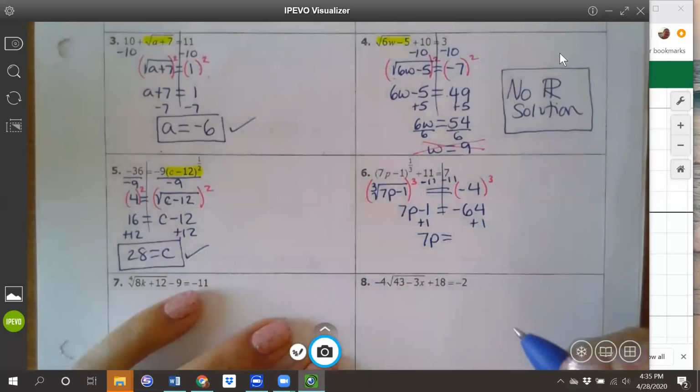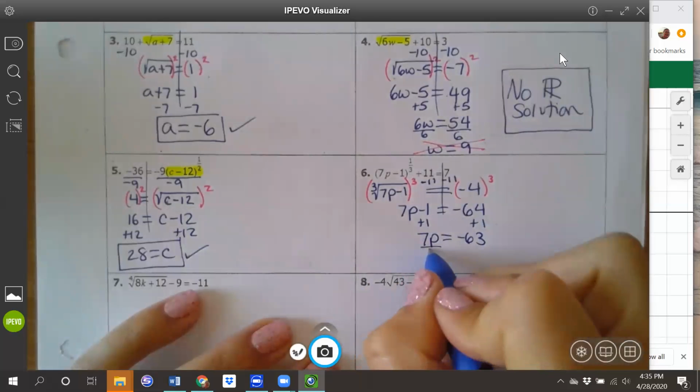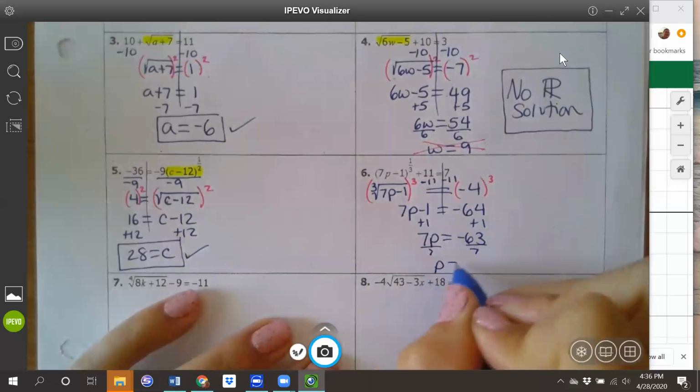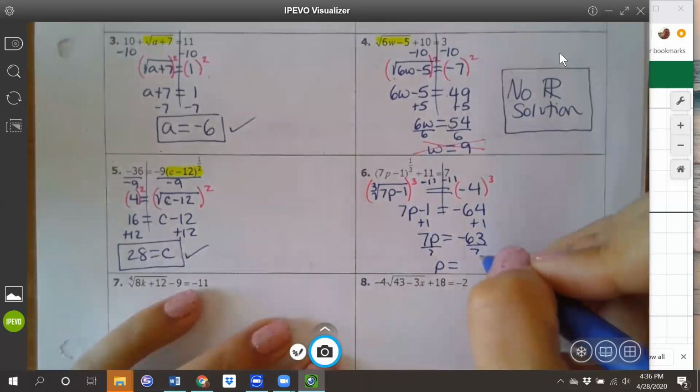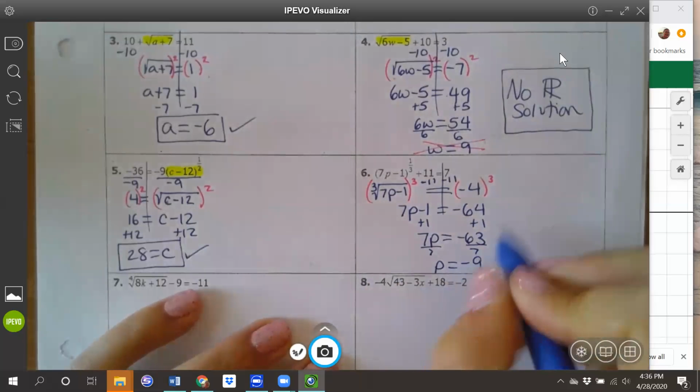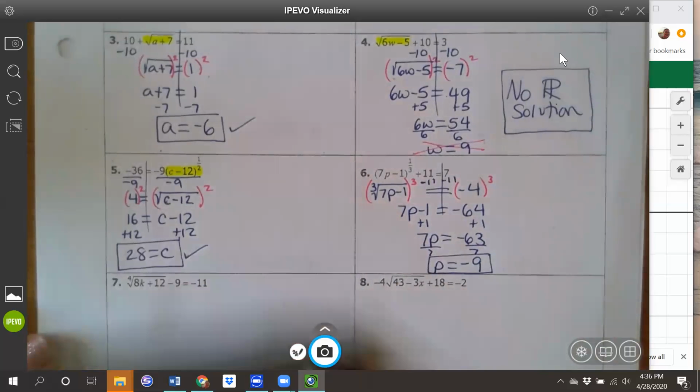Let's keep going. I'm adding 1 on both sides. Be careful with the negatives. That is going to be -63. And then divide both sides by 7. So final answer, we get a p of -63 divided by 7. That is -9.